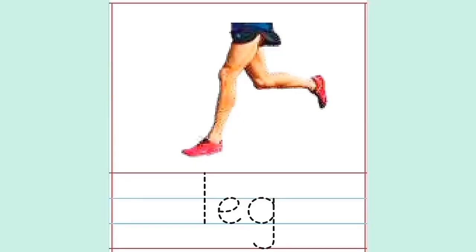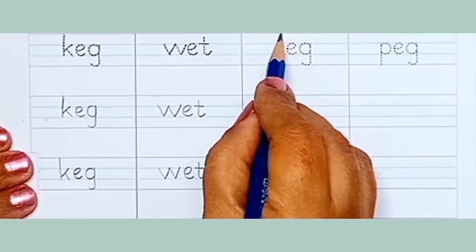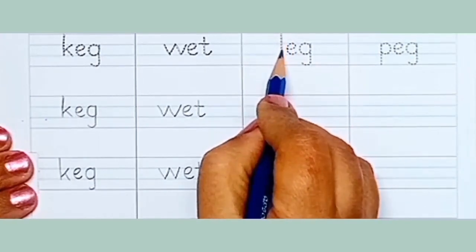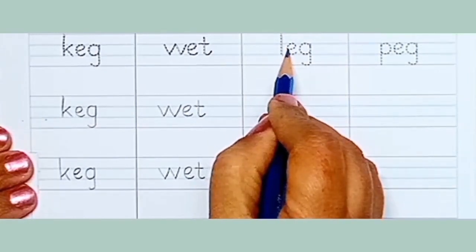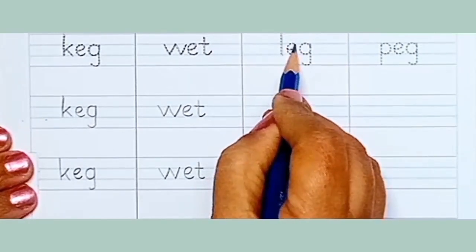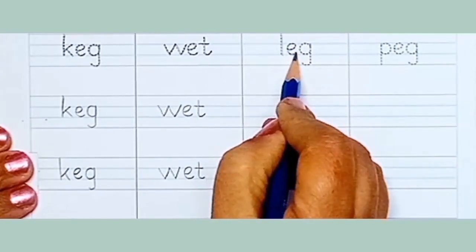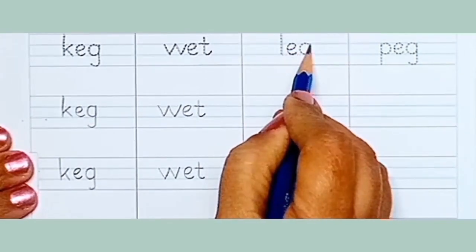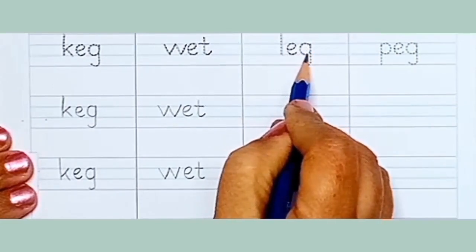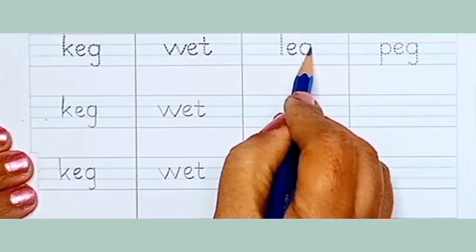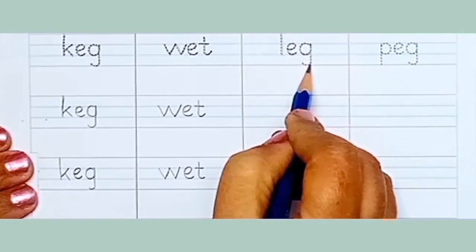Leg. For alphabet L, make a standing line. E, make a curve, go up, C curve. G, C curve, go up, come down, standing line, make a turn.